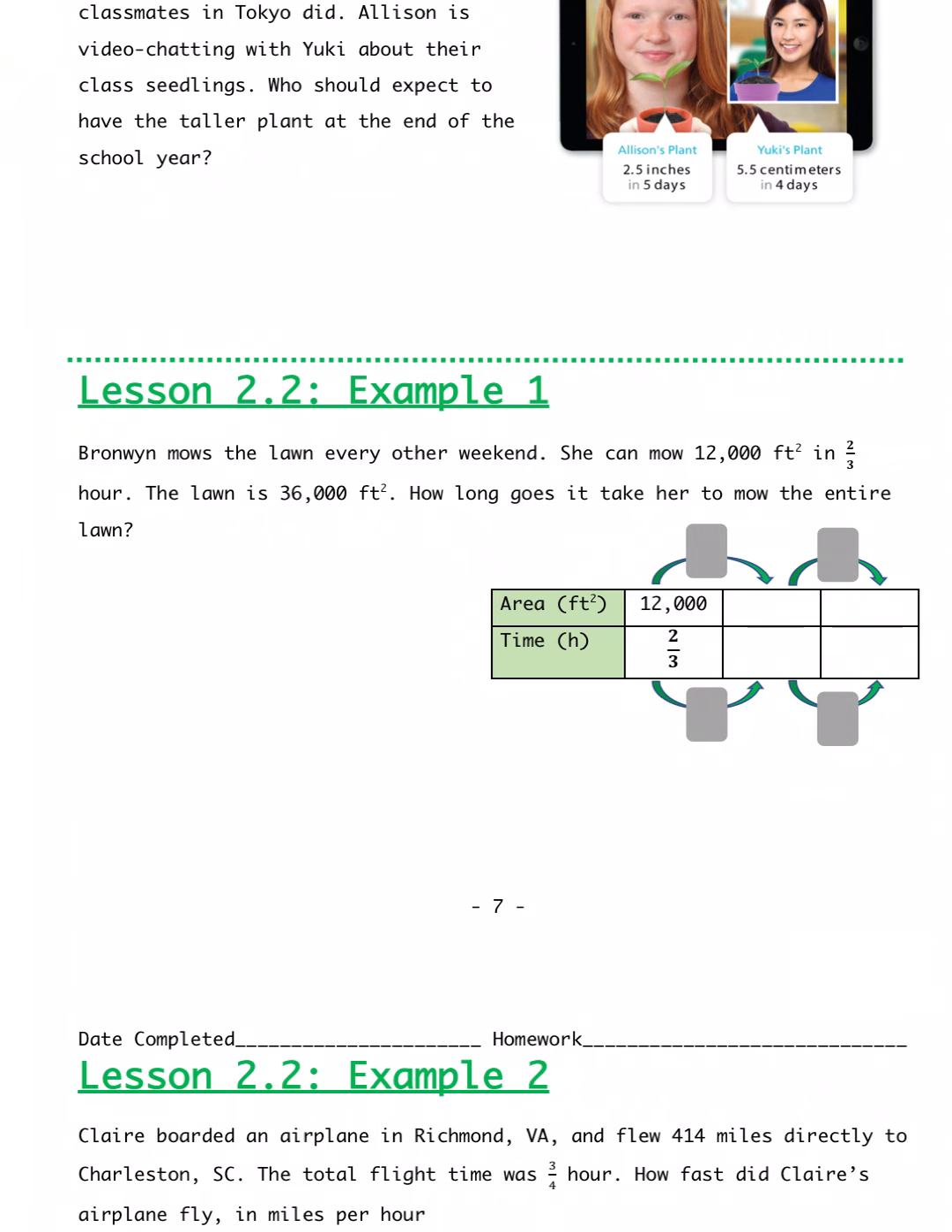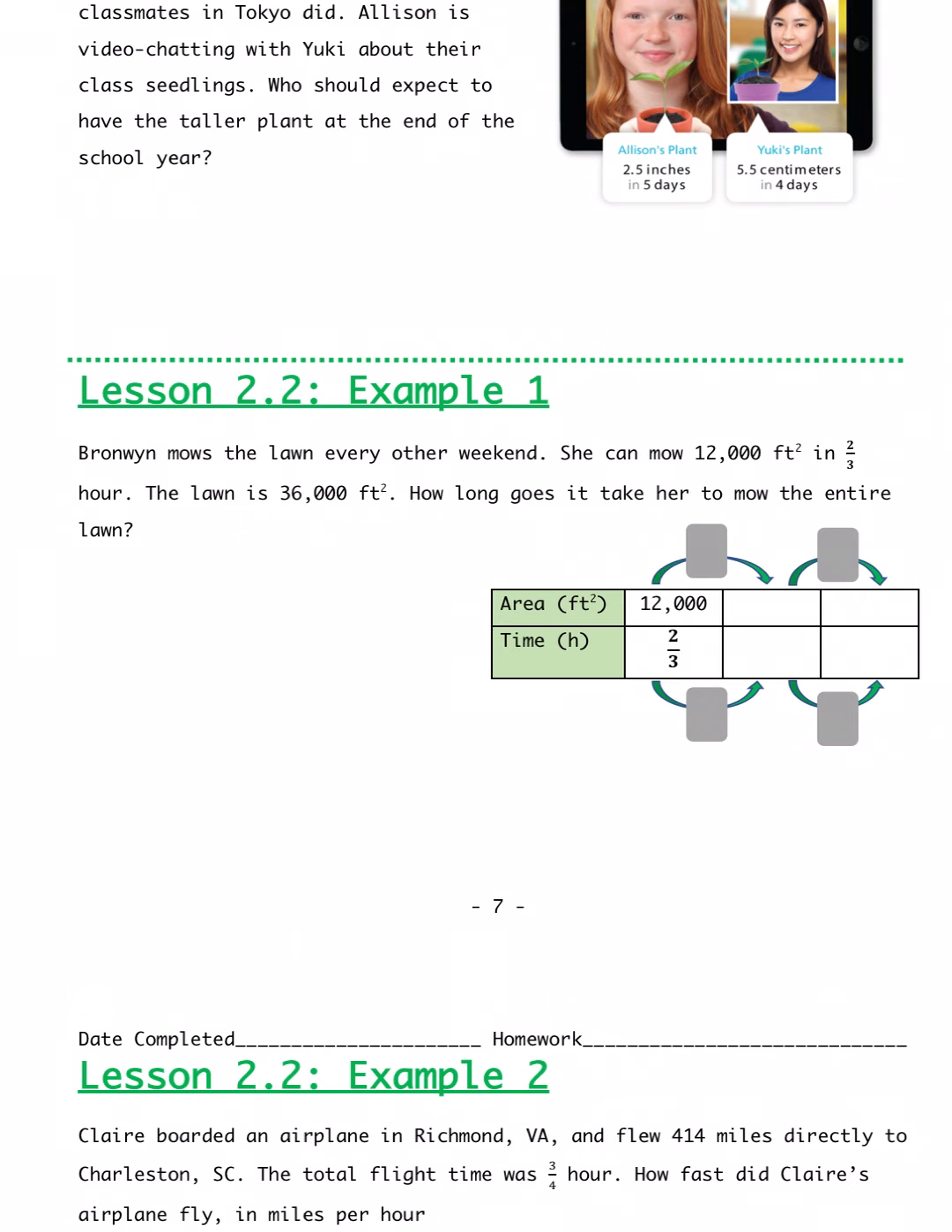So it says, let's get the pointer. Rowan? I think it's Rowan, guys. I'm not positive. Let me know in class. Rowan mows the lawn every other weekend. She can mow 12,000 feet squared in 2/3 hour. The lawn is 36,000 feet squared. How long does it take her to mow the entire lawn?